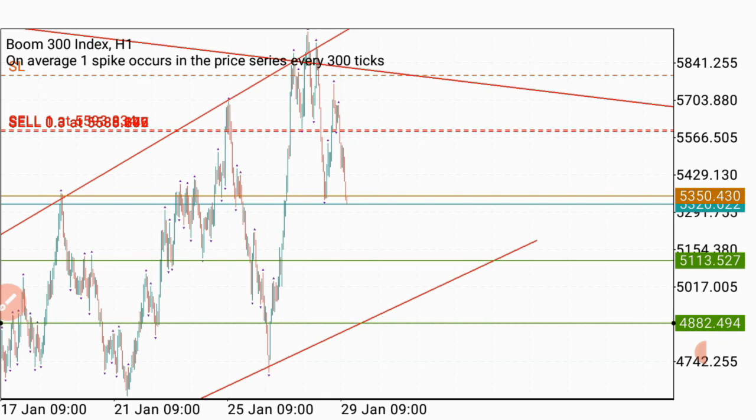Then the number two secret and how you can trade is to catch spikes on Boom and Crash 300, right? That's another profitable way to trade it. Why? Because of its volatility. The volatilities of this very pair are highly volatile.